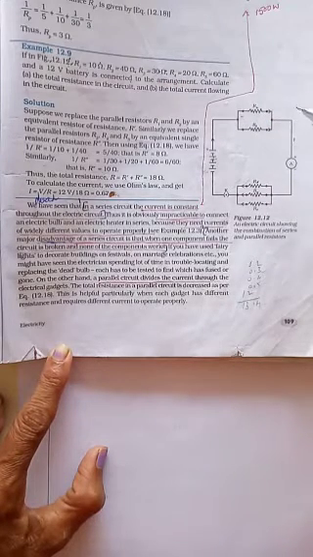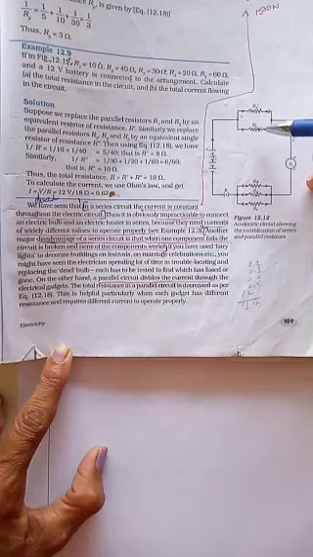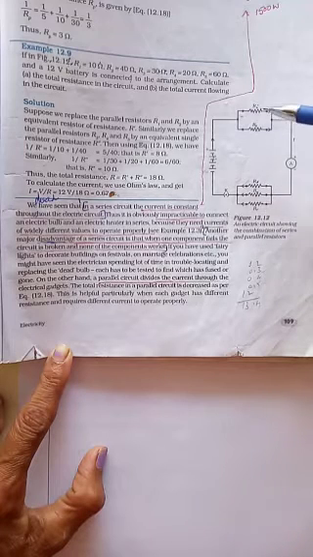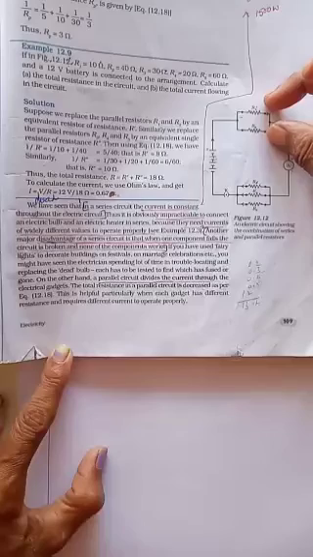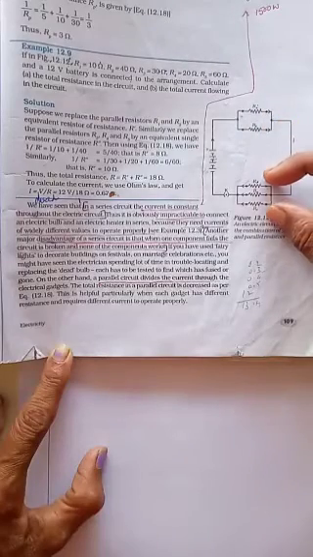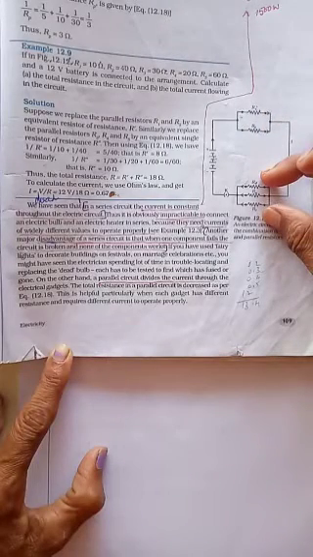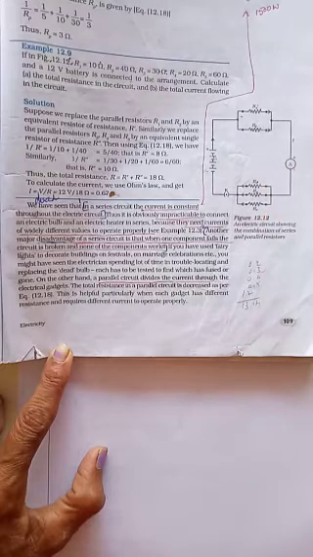Look at the circuit diagram. R1 and R2 are connected in parallel. R3, R4, R5 are connected in parallel. First, find the equivalent resistance of R1 and R2. Then, find the equivalent resistance of R3, R4, R5. Then, you add the equivalent resistances of these two arrangements. You will get the total resistance.